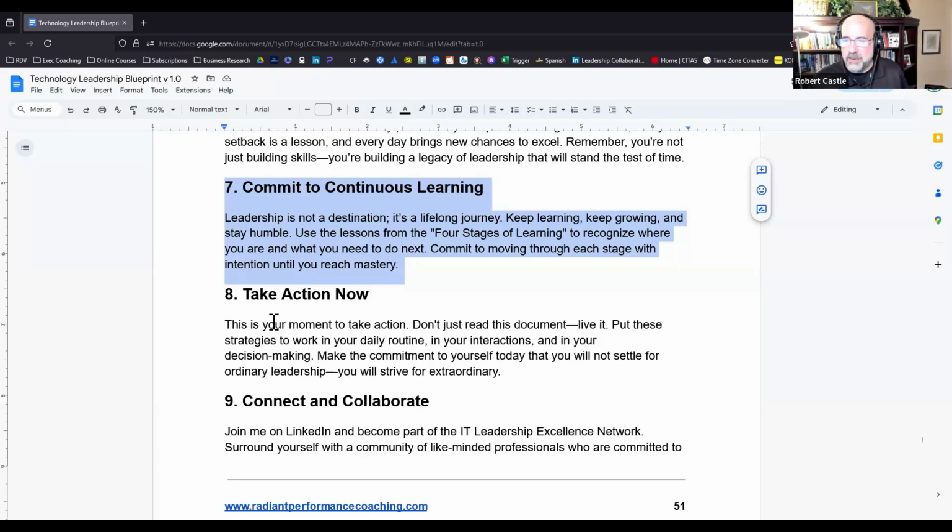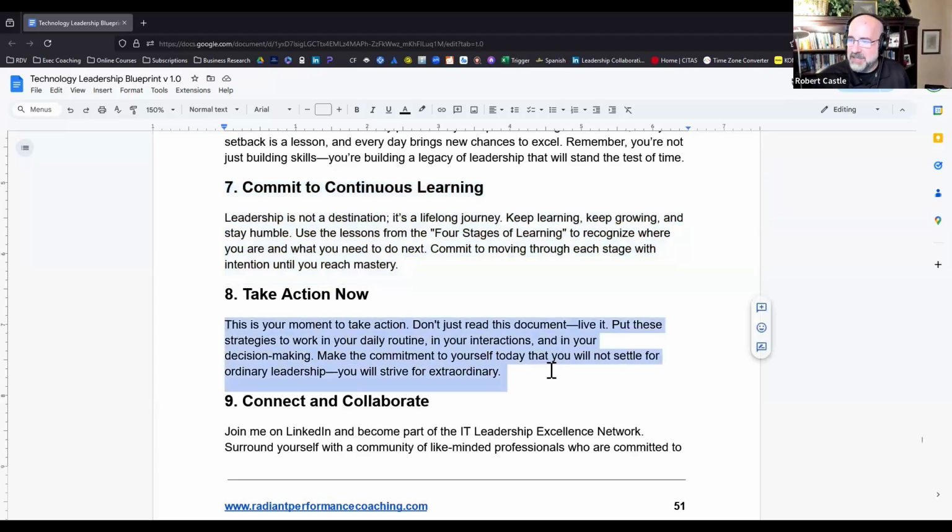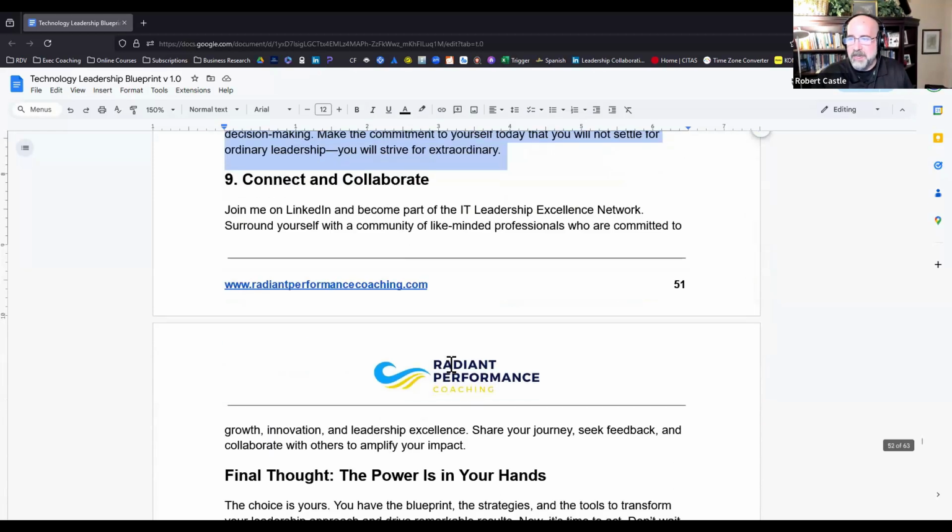Take action now. This is the moment to take action. Don't just read this document, live it. Put these strategies to work in your daily routine, in your interactions, and in your decision making. Make the commitment to yourself today that you will not settle for ordinary leadership, and that you'll strive for the extraordinary.